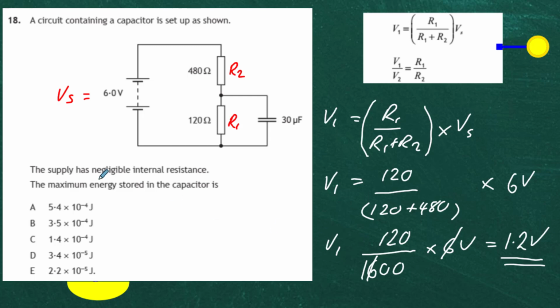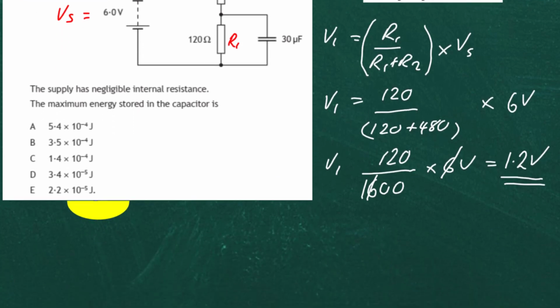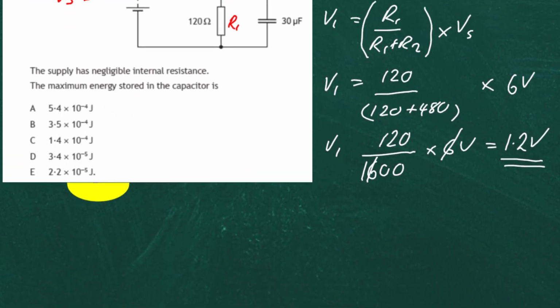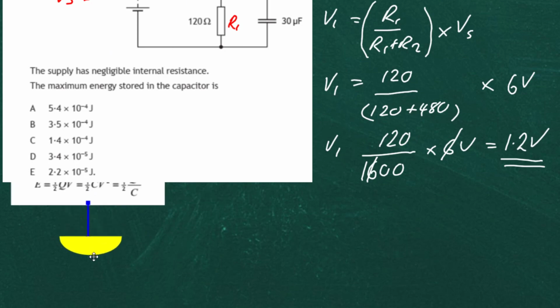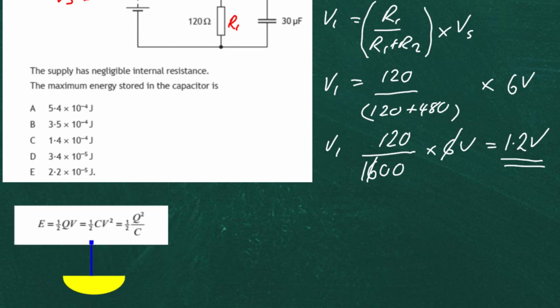Now we know the potential difference across it, we must seek out an equation which is going to give us the energy. There are the 3 energy equations from your Higher relationship sheet. You can see we've got E equals half QV, we have E equals half CV squared, and we've got E equals half Q squared over C. The one we're going to choose is the one ringed. That's E equals a half CV squared, because we've got the capacitance value C, and we now have the potential difference V, 1.2 volts.